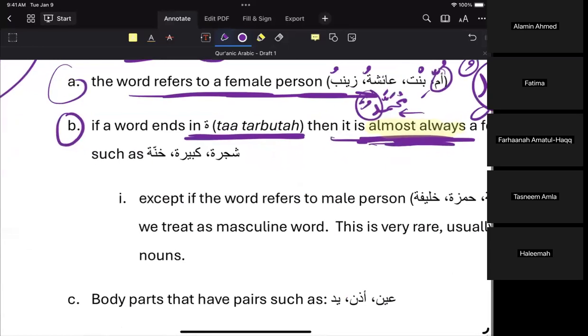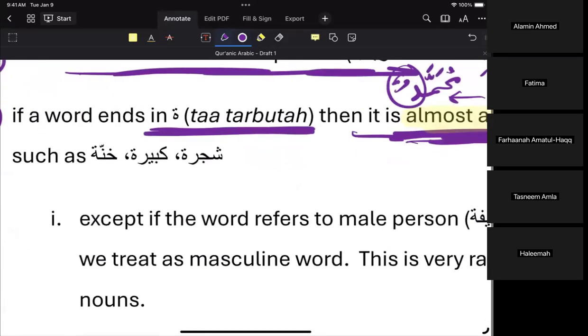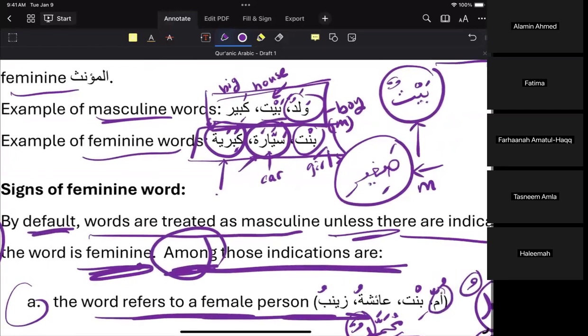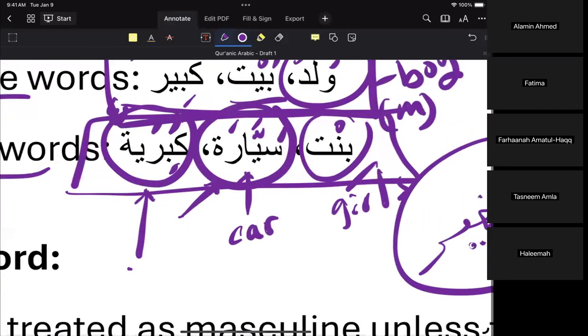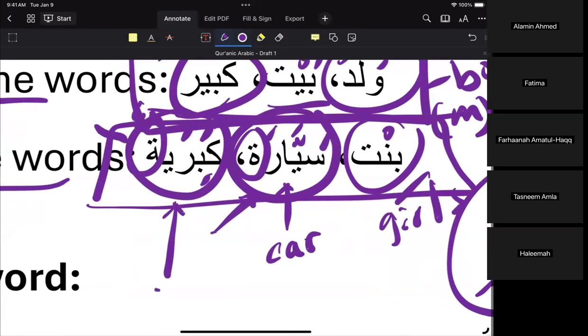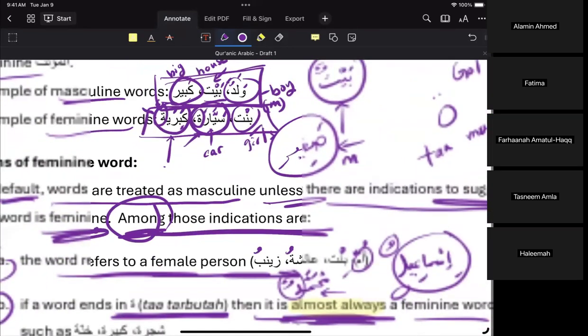Okay, so for example, we have shajaratu. Now you know exactly why we said shajara, sayyara was feminine, because we can clearly see there's ta marbuta. So this is a very clear indication that this word is feminine. And we had kabira. Here, kabir doesn't have ta marbuta, so we say this is masculine because it's a default case. And then we see a ta marbuta. Now we say this is feminine.